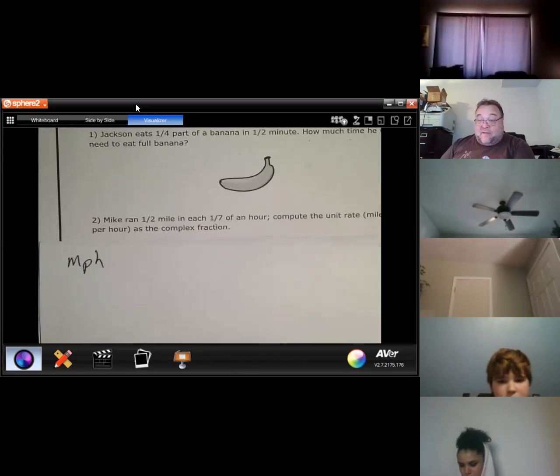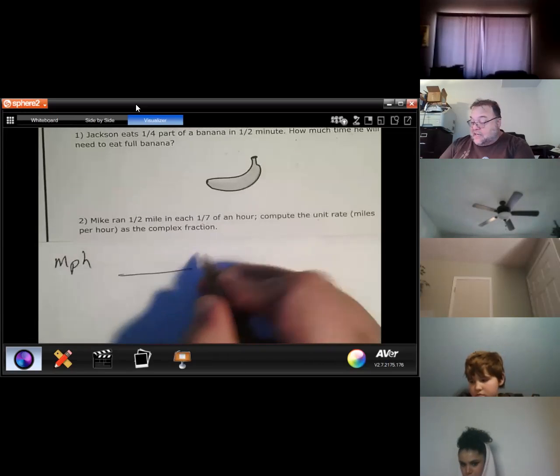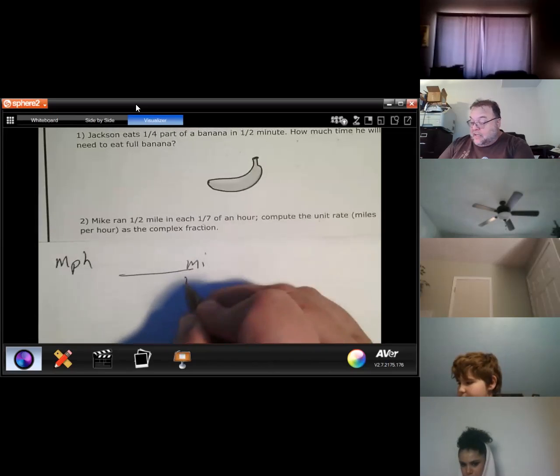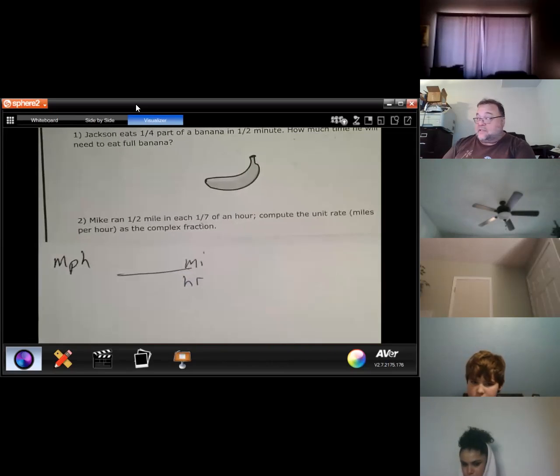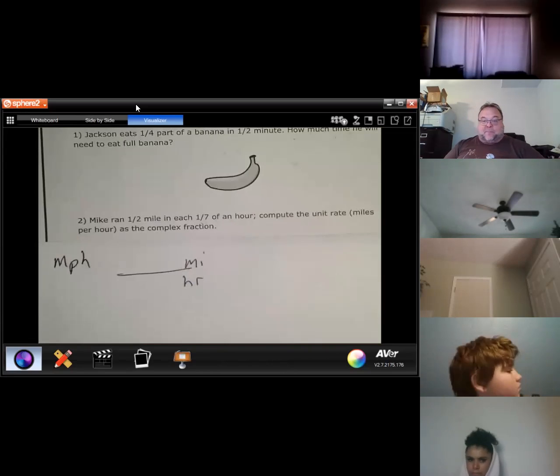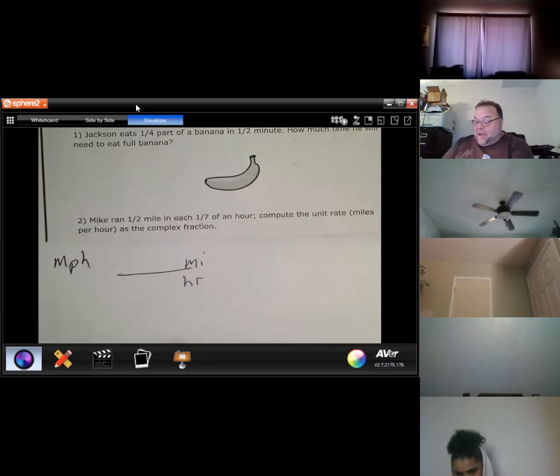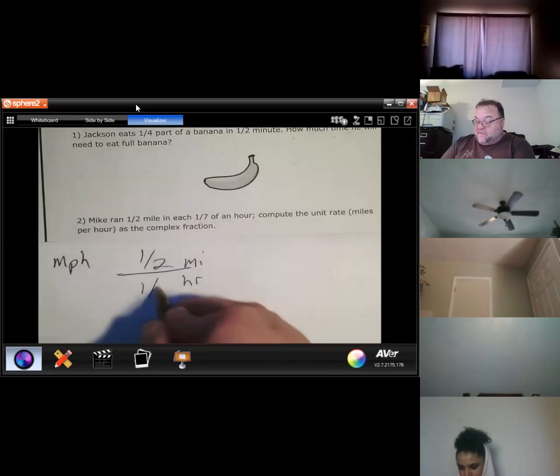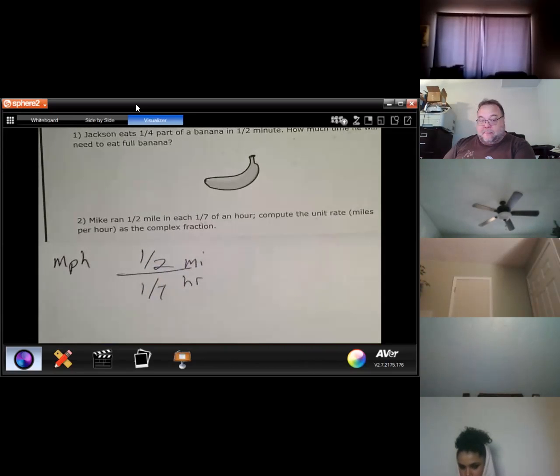Okay, so I'm looking for miles per hour. So that means I'm going to put miles on top and hours on the bottom, right? Because that's what a unit rate means. When I hear miles per hour, that tells me the order from top to bottom for a unit rate, correct? So now I'm going to put 1/2 mile and 1/7 hour, right?